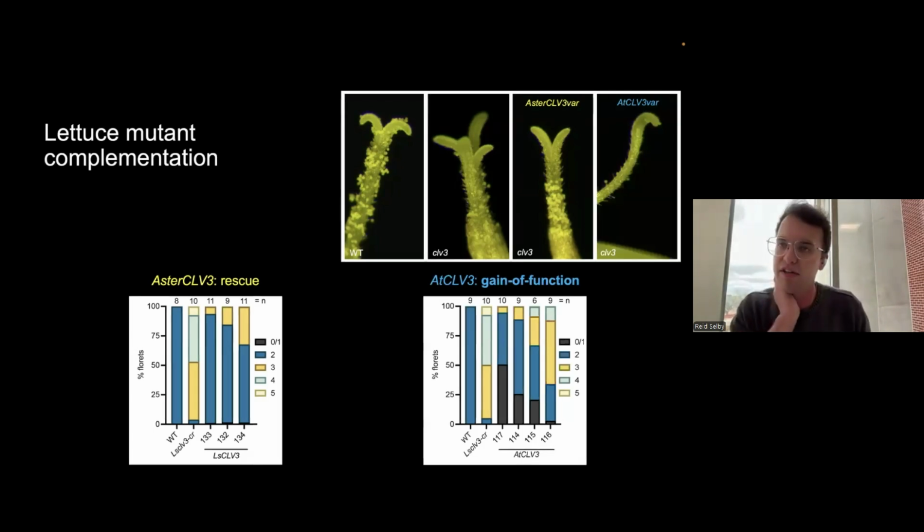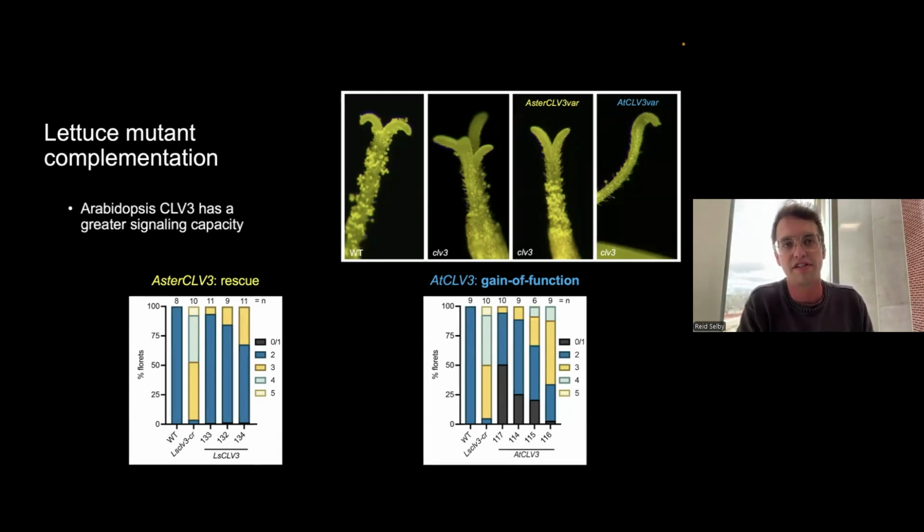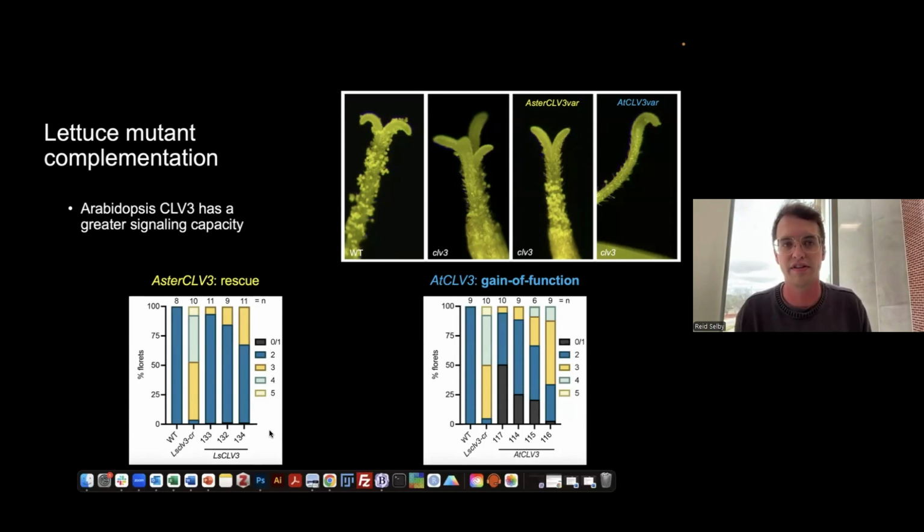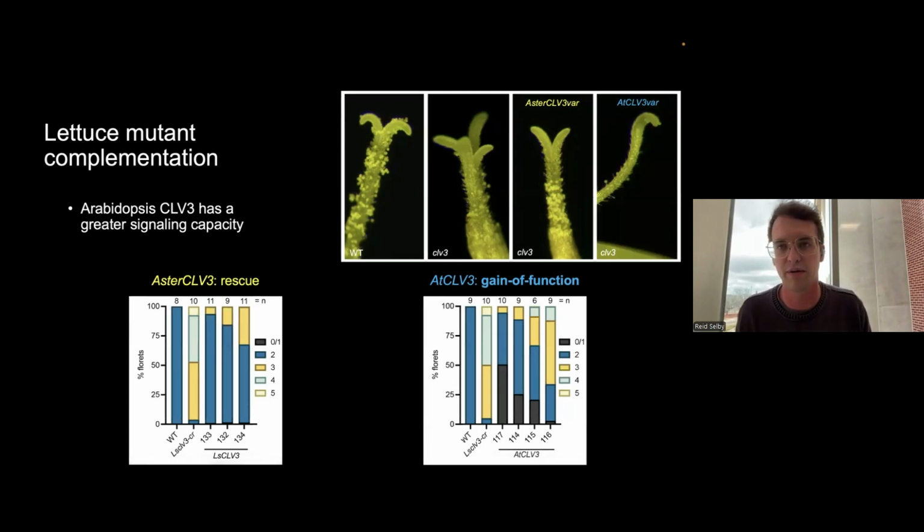However, if we try rescuing the mutant with the Arabidopsis ortholog of clavata 3, we find that it actually has a gain of function phenotype. Instead of these florets producing 2 stigmata, oftentimes they produce 1 or even 0 stigmata. And this suggests that Arabidopsis clavata 3 signaling capacity is increased compared to the Asteraceae ortholog.